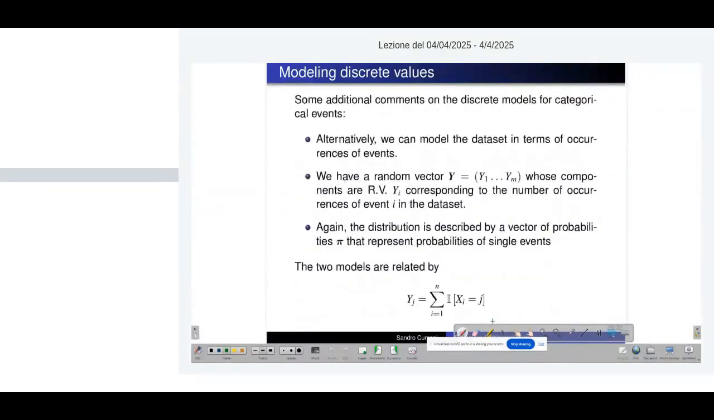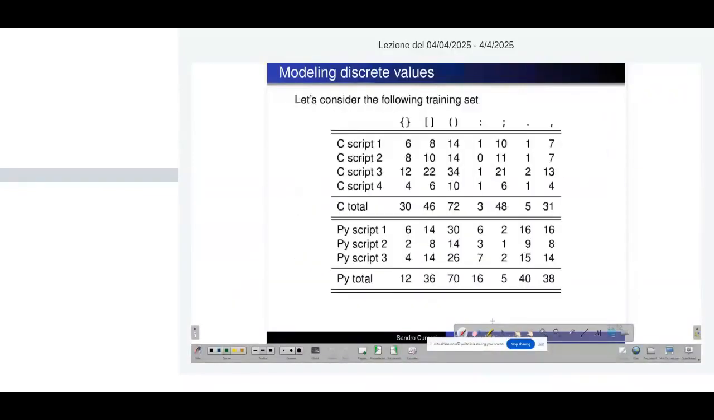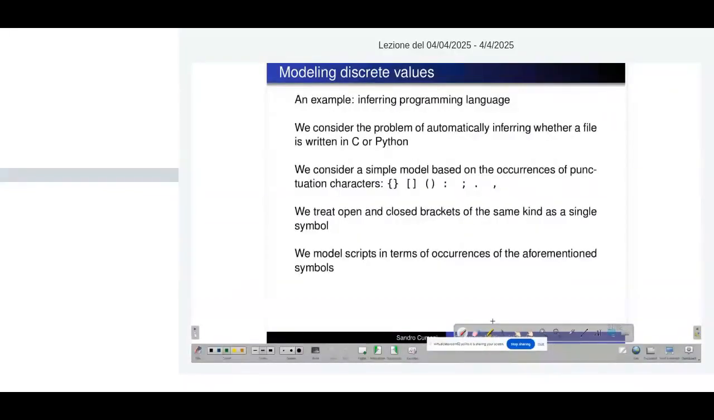Now on the slides we have an example which is slightly different. The task is inferring the programming language that the script is written into. So we have some text file that we know contains some program. We want to identify what is the language that the program is written into. Now, we consider a simple model. We assume that the name of the variables, the name of the functions, and at first approximation also the keywords are not relevant for the task.